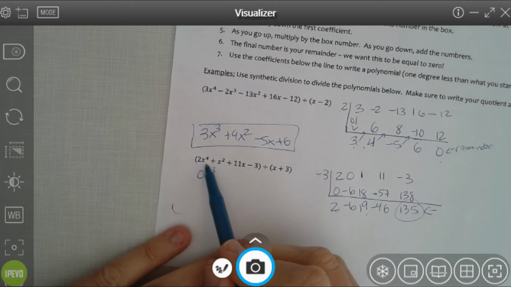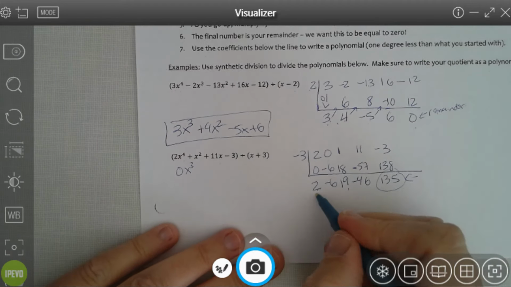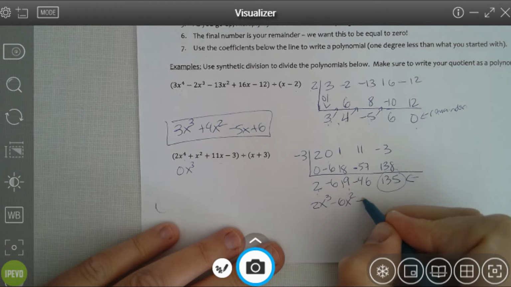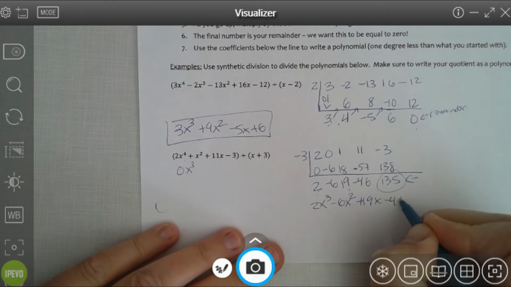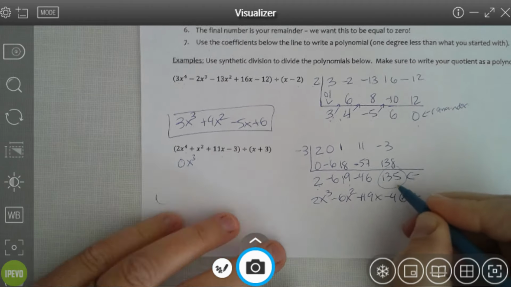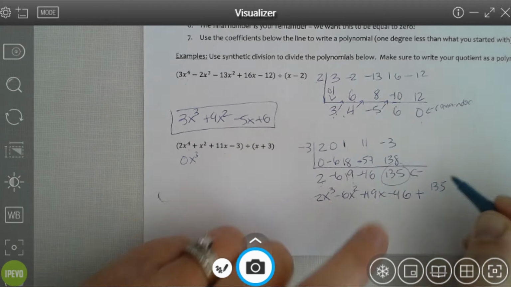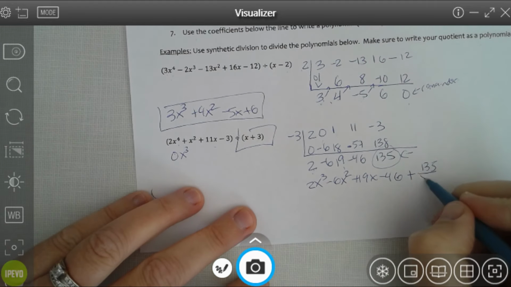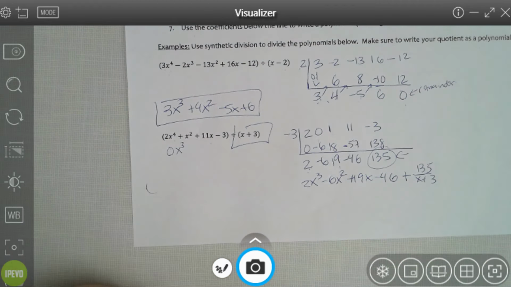So again, this was x to the 4th, so you're going to start with an x cubed. So we have 2x cubed minus 6x squared plus 19x minus 46. And then you're going to put plus, and you're going to put your remainder over whatever this term is right here. So it's going to go over x plus 3. Okay.